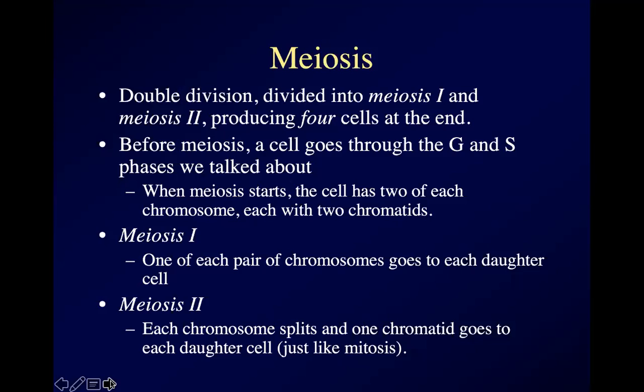I'm not going to force you to learn every last step of meiosis. I'm going to try to break this down as simply as I can. Meiosis is actually a double division, and we divide it into meiosis 1 and meiosis 2. The end result is 4 cells at the end.